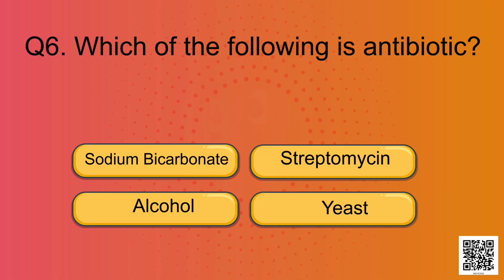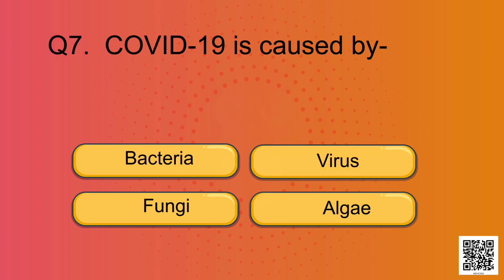Now the next question. Which of the following is an antibiotic? The options are sodium bicarbonate, streptomycin, alcohol or yeast. And the right option is streptomycin. And the last question. COVID-19 is caused by bacteria, virus, fungi, algae. And the right option is virus.